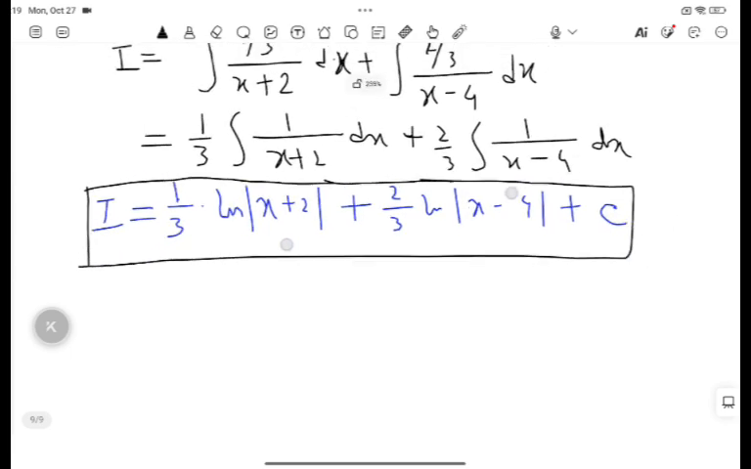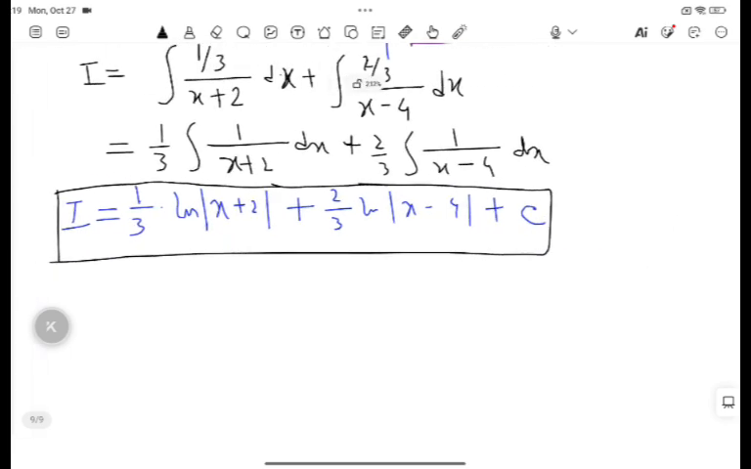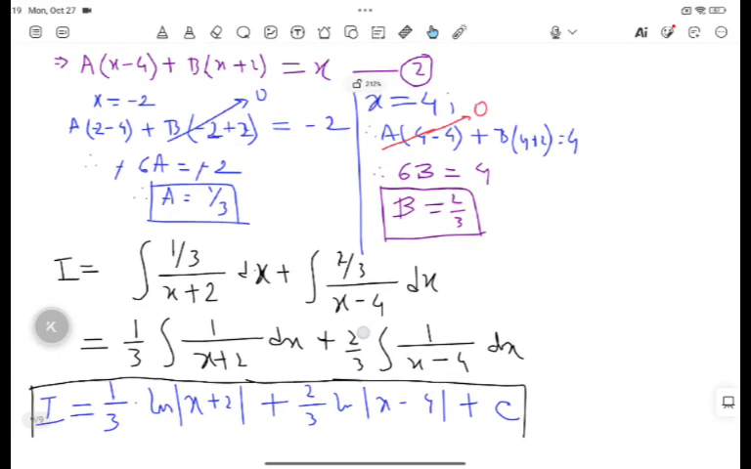So this is how we use partial fractions to evaluate integrals of algebraic functions or rational functions.